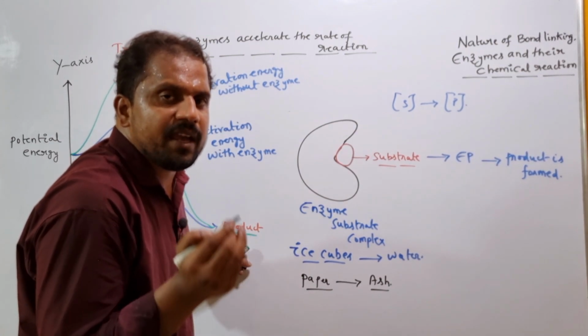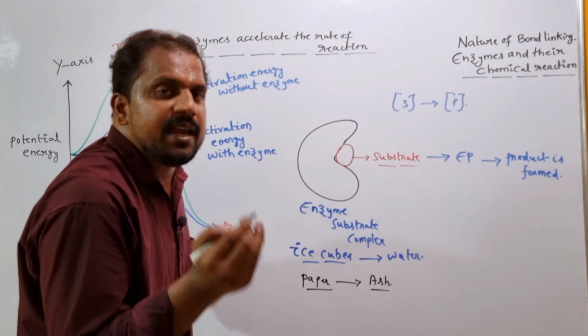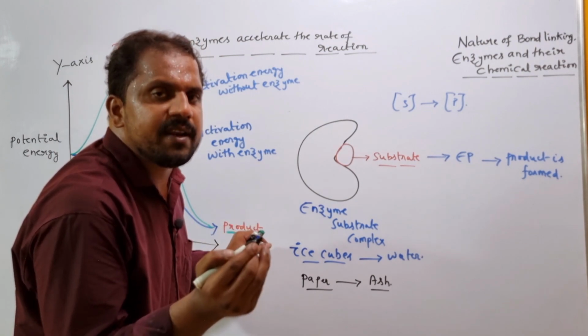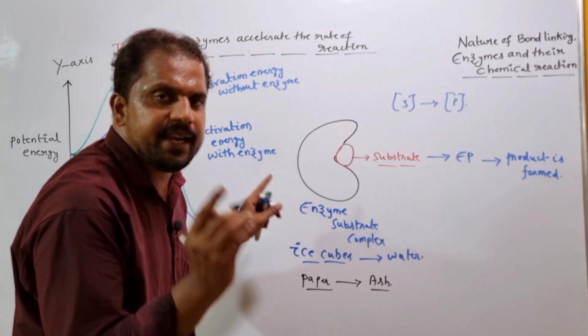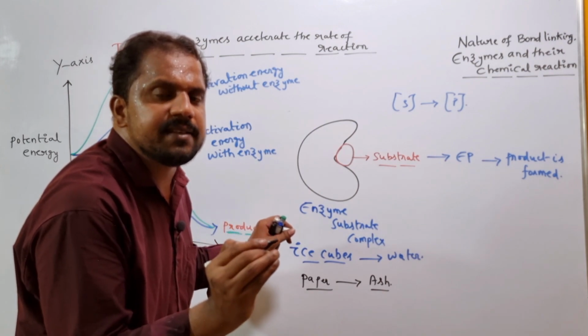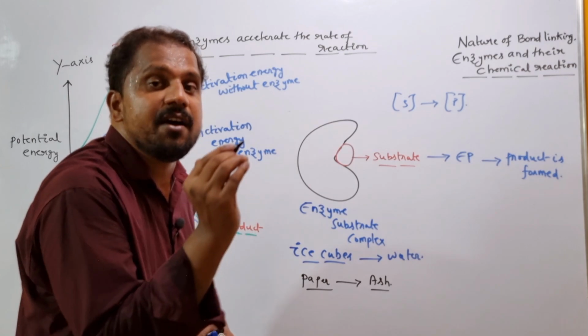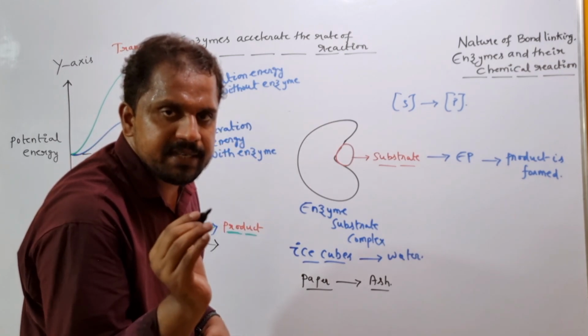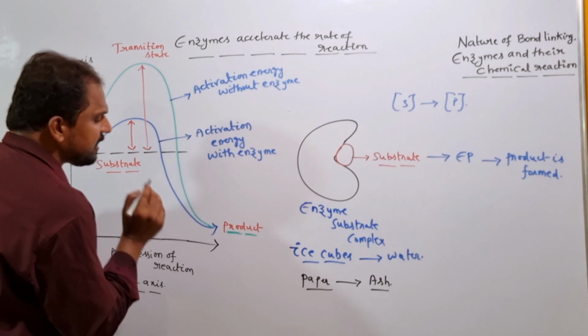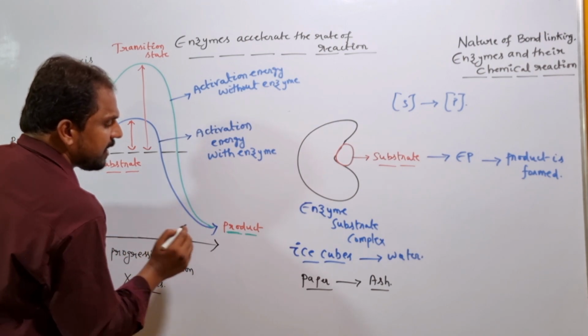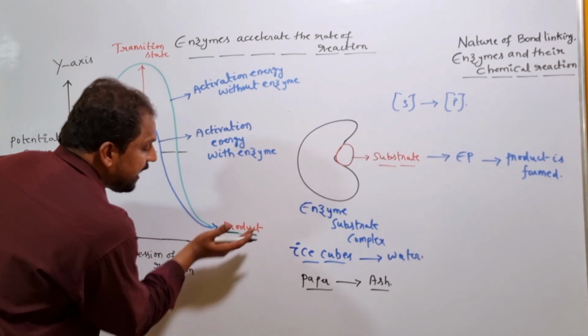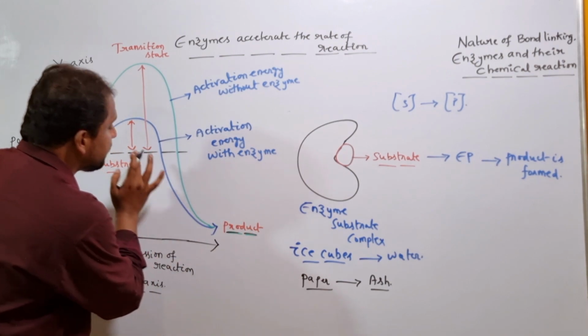So with this, what we can conclude is that nature always favors only spontaneous reactions or exergonic reactions. And in these spontaneous or exergonic reactions, the transformation of energy takes place from higher energy state to the lower energy state. So in all spontaneous or exergonic reactions, the product P remains at the lower level in comparison with the substrate.